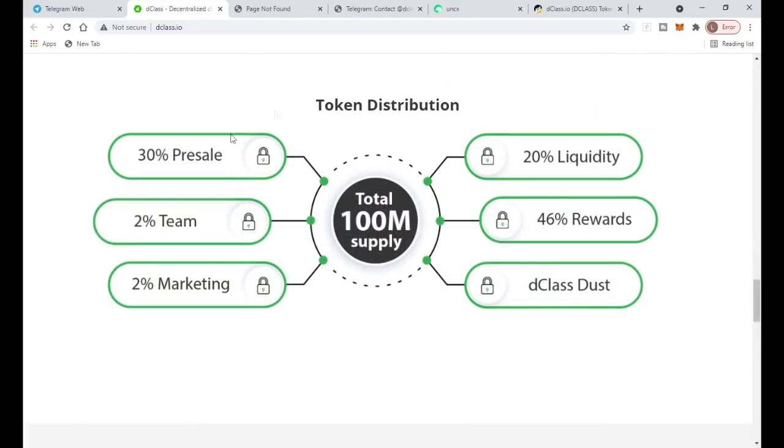So this is the token distribution. Yes, guys, the supply is only 100 million tokens, which is absolutely brilliant. For dClass, you've got 46% rewards, 20% liquidity, 30% pre-sale, which is what you guys can get into now, 2% team and 2% marketing. It's good to see the 2% for the team and marketing because it shows that this project will get bigger and bigger and bigger.